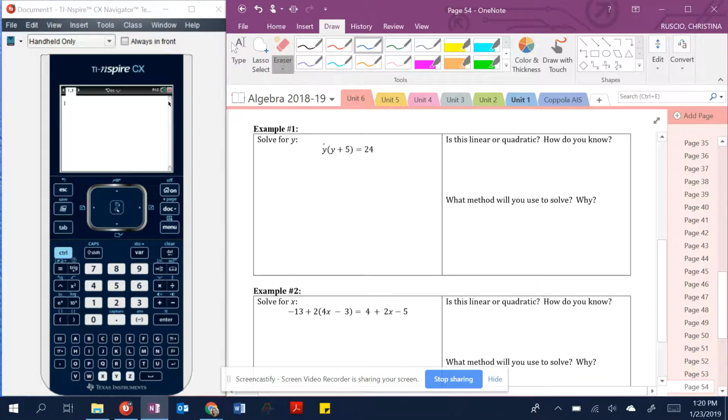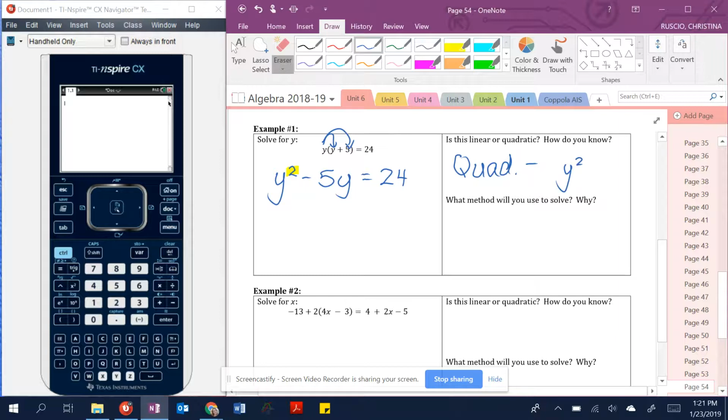Because if I distribute this y and I multiply the y into the y and the 5, I actually end up getting y squared minus 5y equals 24. So after the first step, I'm noticing that this is quadratic. And why is it? It has an x, not an x squared, it has a y squared.